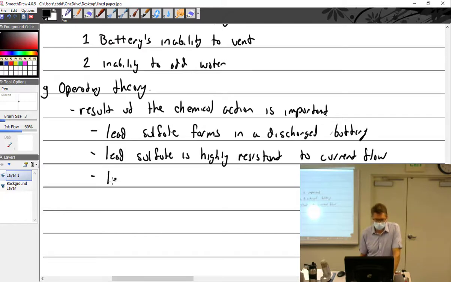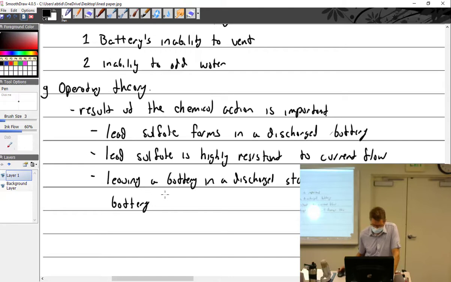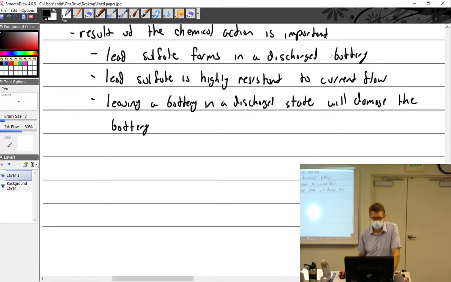So leaving a battery in a discharged state will damage the battery. So don't do that.